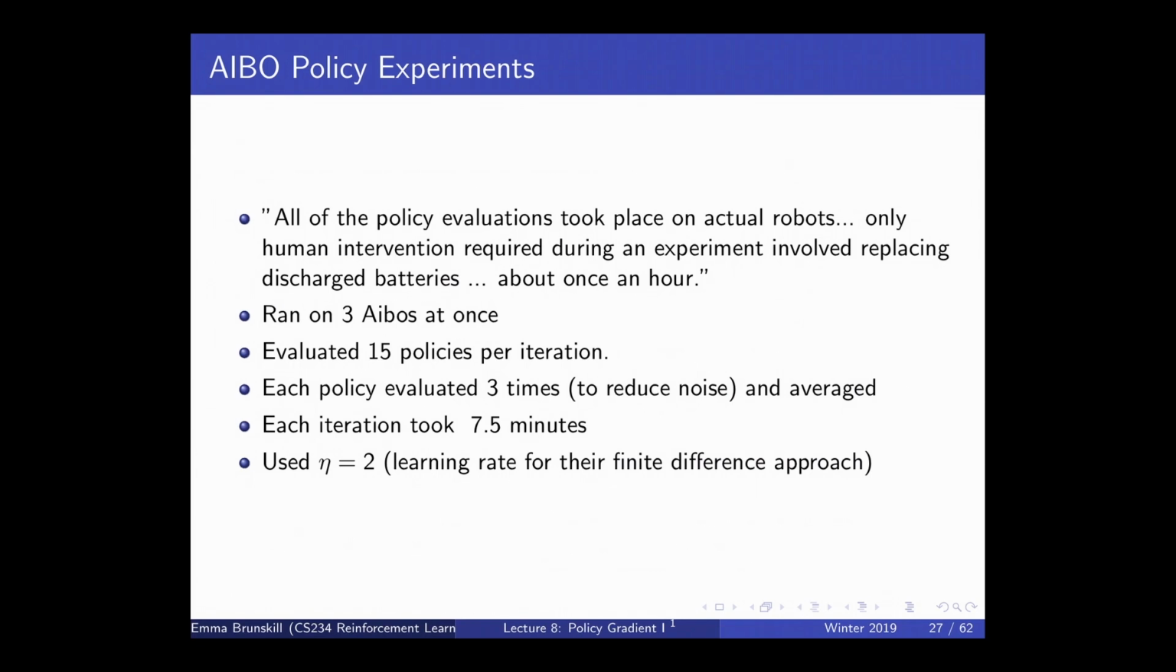One of the important things here is that all of their policy evaluations were done on actual real robots. They just wanted people to intervene every once in a while to replace batteries, which happened about once an hour. They did it on 3 AIBOs, a very small amount of hardware. They did about 15 policies per iteration, and they evaluated each policy 3 times. So that's not very many, and that can be a very noisy signal. Each iteration took about 7.5 minutes, and then they had to pick some learning rate.